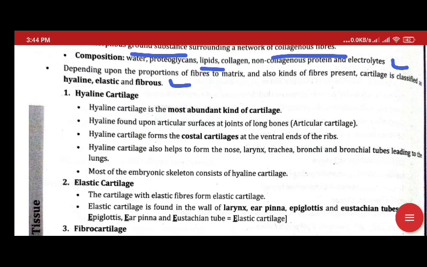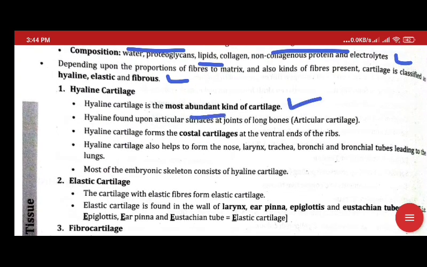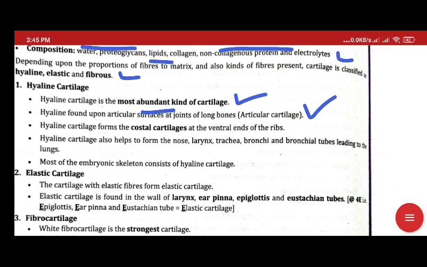In hyaline cartilage we have what? Glass like. Hyaline means glass. In a glass like view, we can say that it is a transparent type of cartilage, and it is the most abundant cartilage. This is also a main point. And found upon what? Articulating cartilage, means on the top of the long bone. If this is the bone, then here present, that is hyaline cartilage, and it is called the epiphysis or articulating bone.